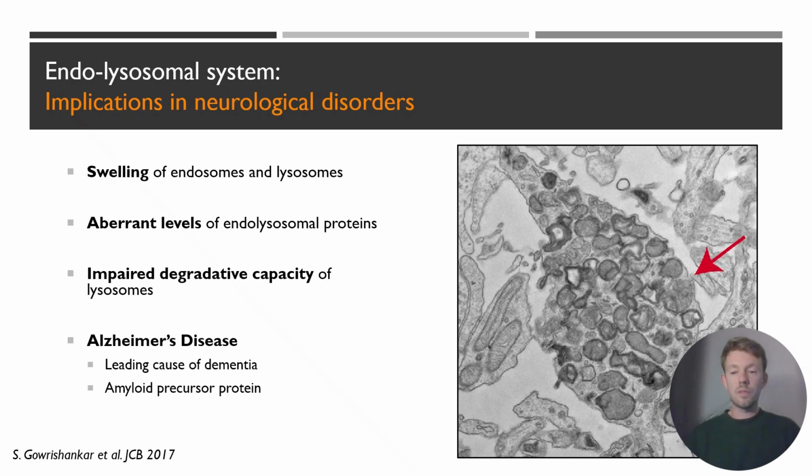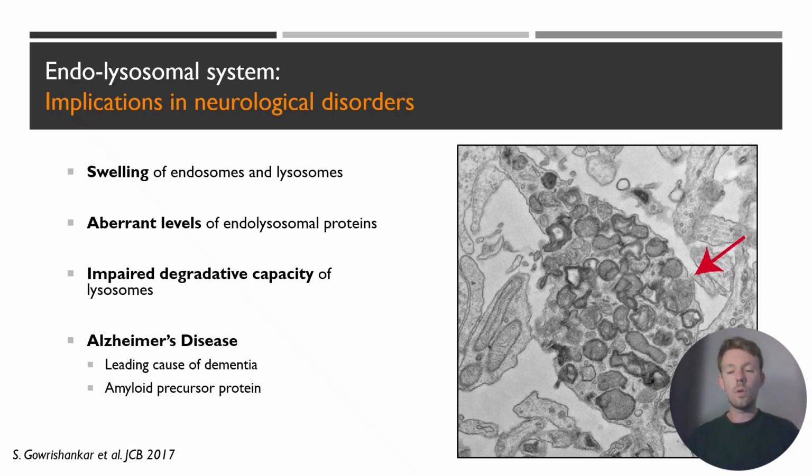So why are we specifically interested in the endo-lysosomal system in the context of neurological disorders? Well, during neurological disorders, there are hallmarks such as swellings of endosomes and lysosomes. We find aberrant levels of endolysosomal proteins. And lastly, what we often see is that there's impaired degradative capacity of lysosomes in these diseases.